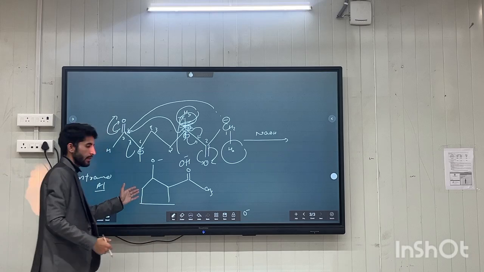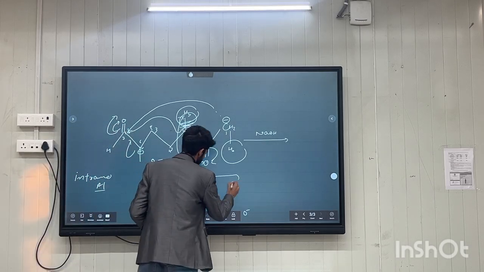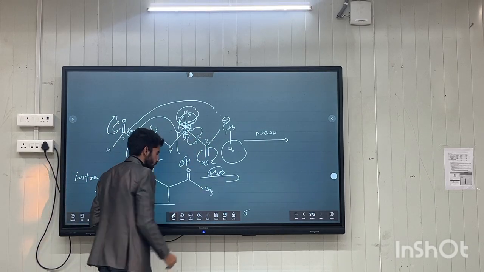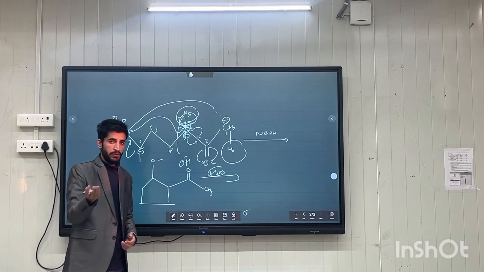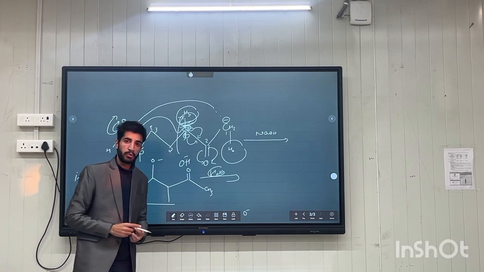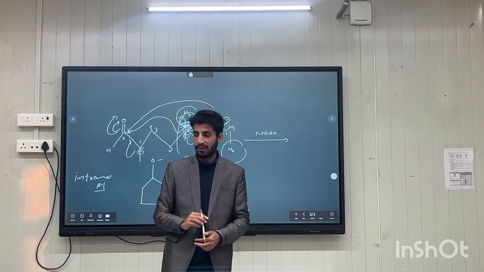And similarly, you can then use a water molecule again. This will deprotonate the water molecule. With the shortage of time, I can't discuss this further. There are some further steps which I have already taught you. So this was all about aldol condensation. Thanks.